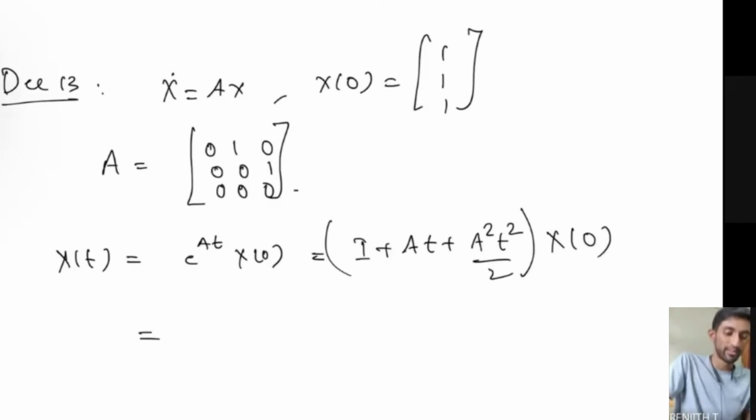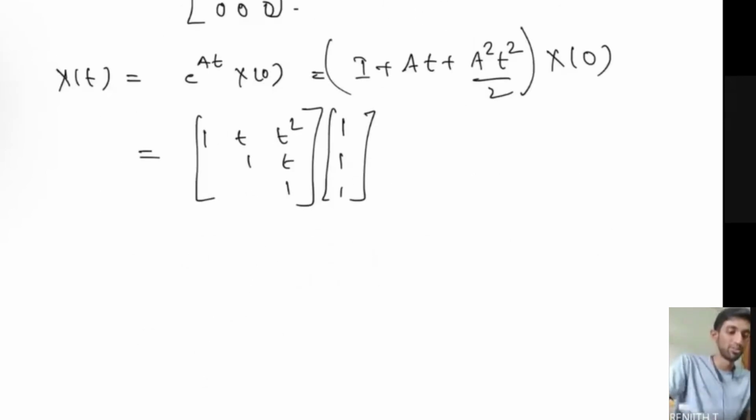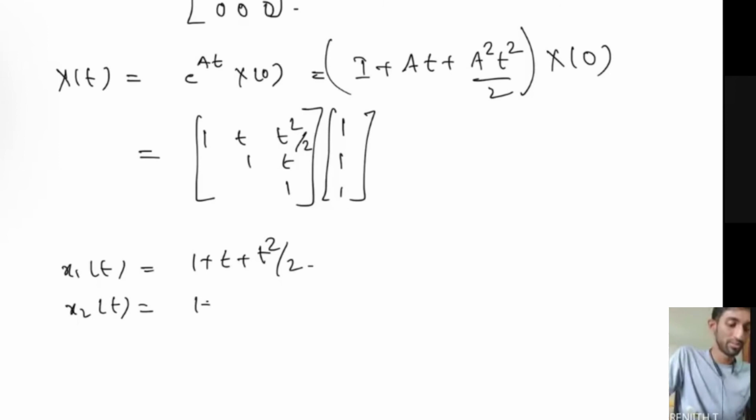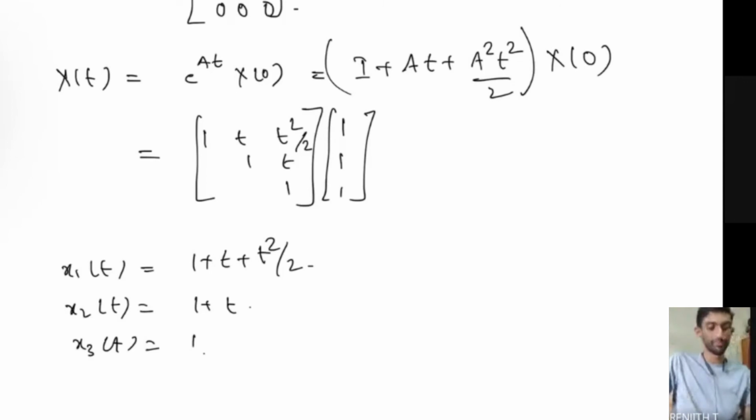What will be the matrix? 1, t, t square by 2, then 0, 1, t, and 0, 0, 1, acting on 1, 1, 1. So x1 of t will be 1 plus t plus t square by 2. x2 of t is equal to 1 plus t. x3 of t is equal to 1. Okay, so that's what I'm saying.